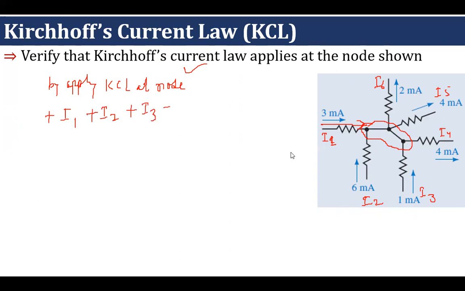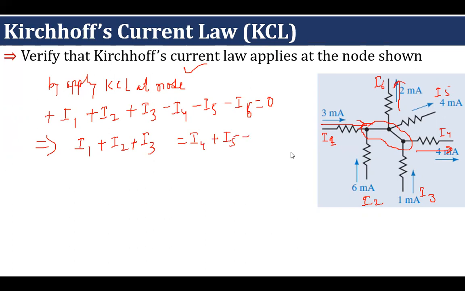I4 is outgoing, it is going out of the node, so I will write minus I4. I5 is also outgoing, so minus I5, and I6 is also outgoing, so minus I6 will be equal to 0. So the algebraic summation of all the currents will be equal to 0. Let me write this in a simplified form: I1 plus I2 plus I3 will be equal to I4 plus I5 plus I6.